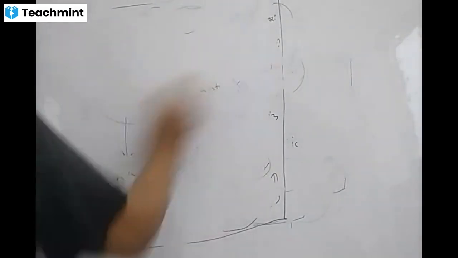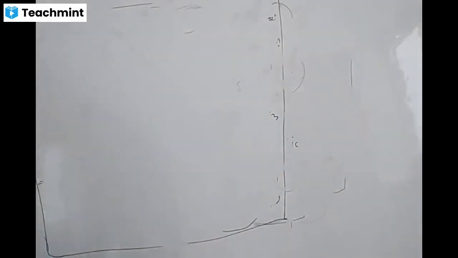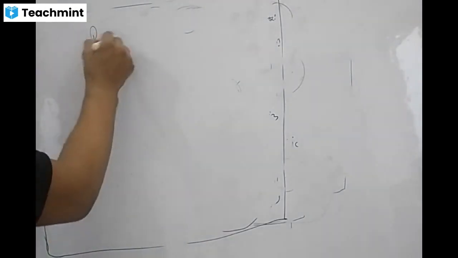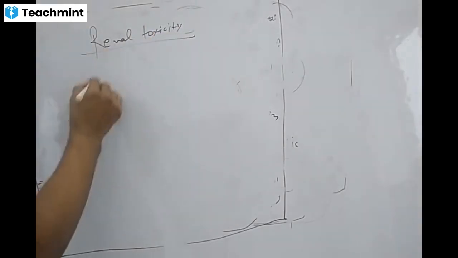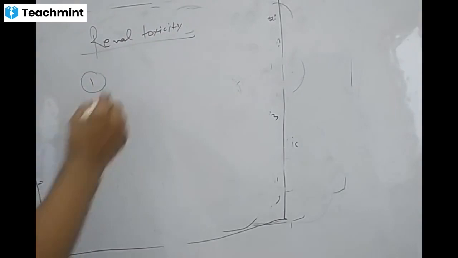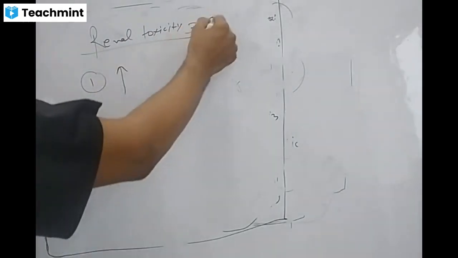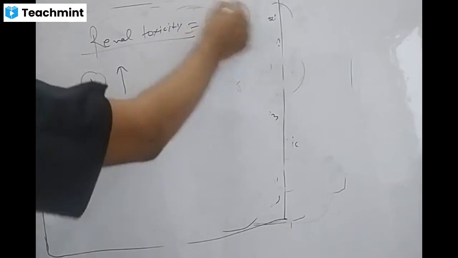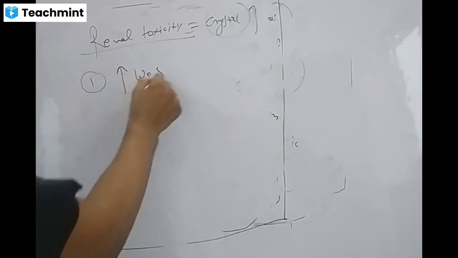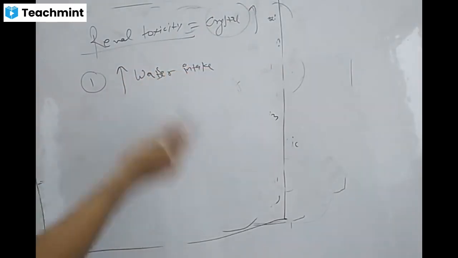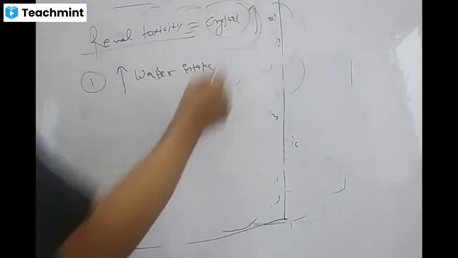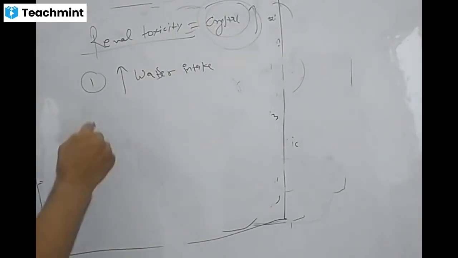Then toxicity. Sulfonamides have renal toxicity. How to reduce this renal toxicity? The chances of crystal formation are high. So we can increase the water intake. If the animal takes more water, then the chances of crystalluria will be less. Precipitation of crystals will be less.